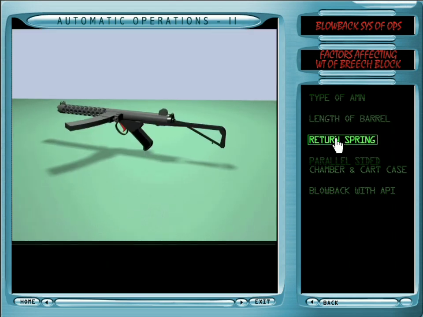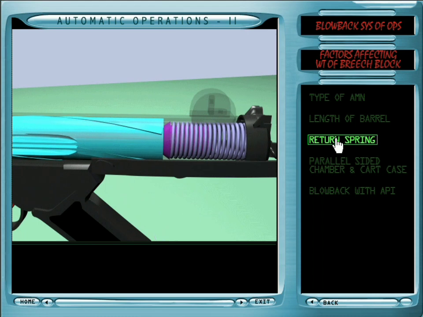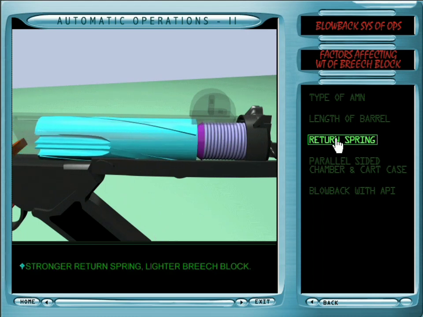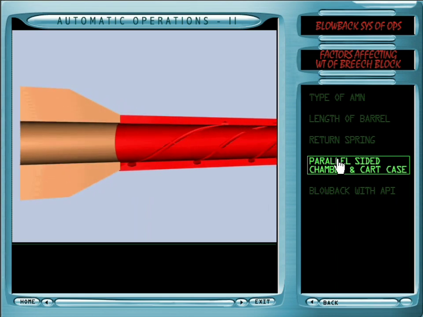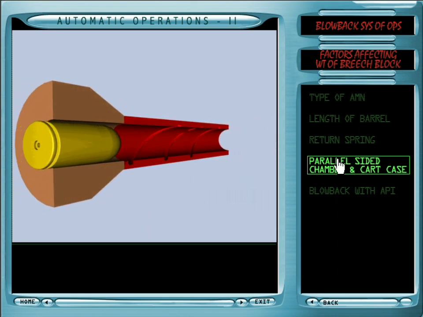Return spring. The return spring, which is directly behind the breech block and is applying some pressure on it, is made stronger. Then we can to an extent reduce the weight of the breech block. Parallel sided chamber and cartridge case. If we use a parallel sided cartridge case and chamber, more portion of the cartridge case will come in contact with the chamber, thereby providing more friction during extraction. As a result of this, we can reduce the weight of the breech block.